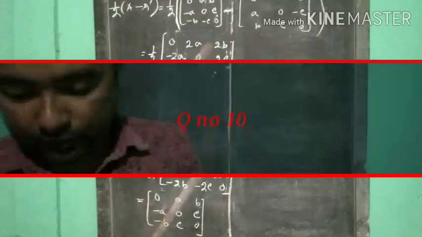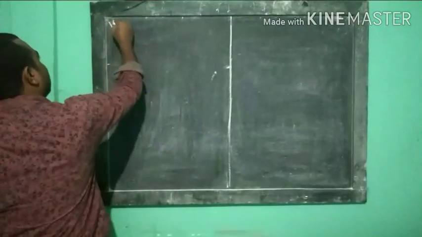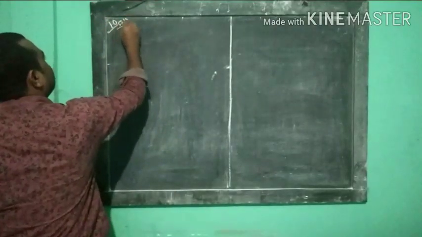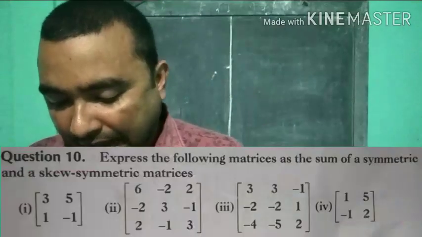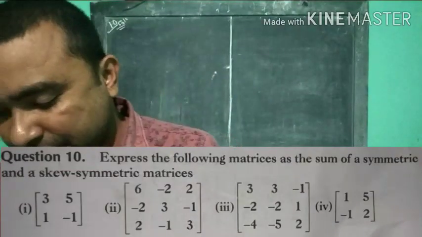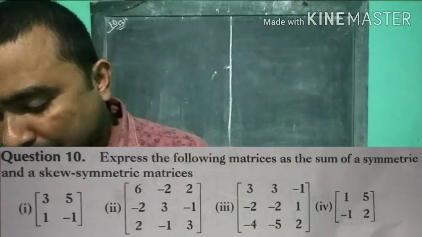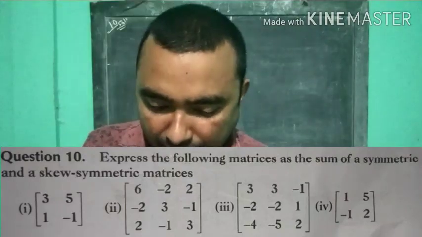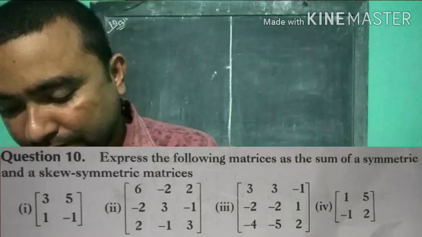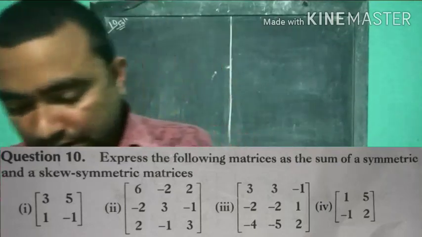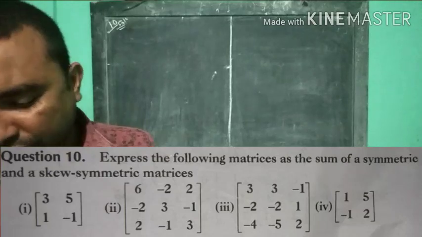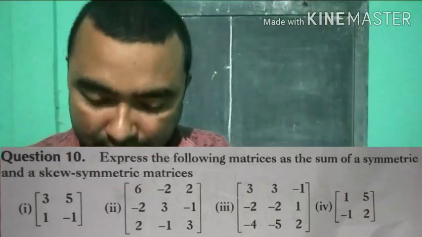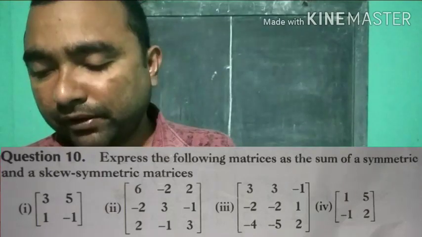We are going to solve question number 10. Question number 10 solution. The question is: express the following matrices as the sum of a symmetric and a skew symmetric matrix.